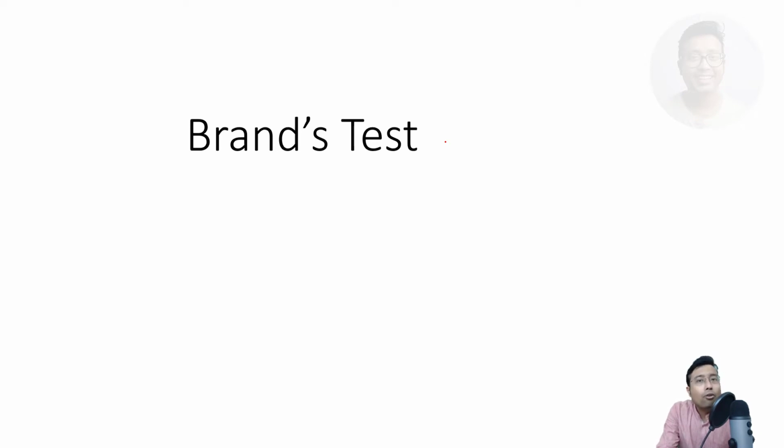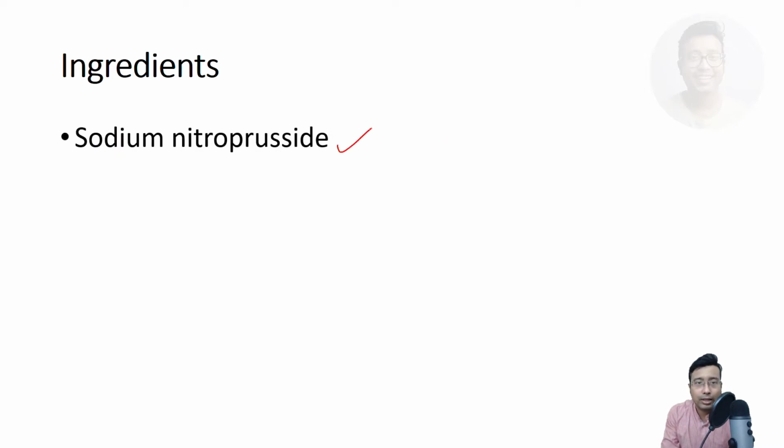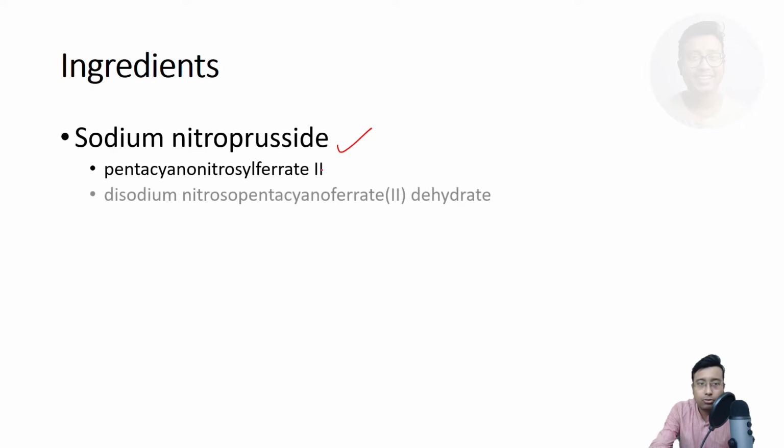Okay, so what are the ingredients of this test? First ingredient is sodium nitroprusside. Needless to say, the test is named after sodium nitroprusside. However, a few textbooks may use other chemical names of sodium nitroprusside, so you need to be careful if it says pentacyanonitrosyl ferrate 2 or disodium nitroso pentacyanoferrate 2 dihydrate. Those are the same thing. It is sodium nitroprusside, nothing else. One key factor is it needs to be a freshly prepared solution of sodium nitroprusside.